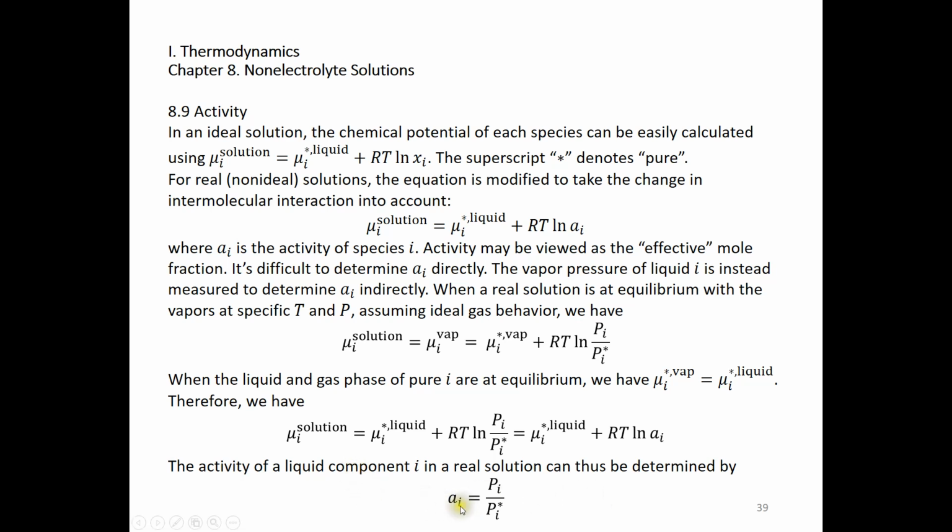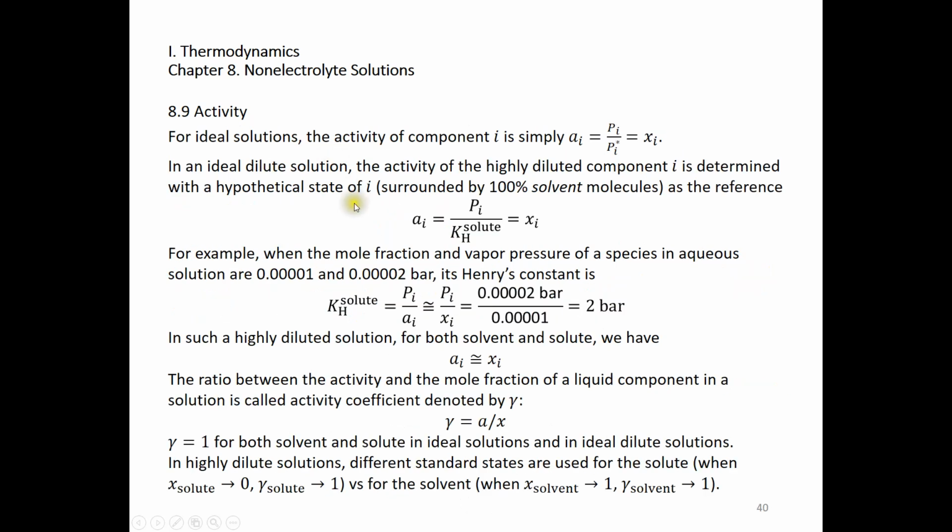Of course, in an ideal solution, you can see this Pi over Pi star is simply the mole fraction. Therefore, in an ideal solution, the activity equals the mole fraction. Again, for ideal solutions, the activity of component i is simply a sub i equals Pi over Pi star equals x sub i. Again, a and x are the same for ideal solutions.